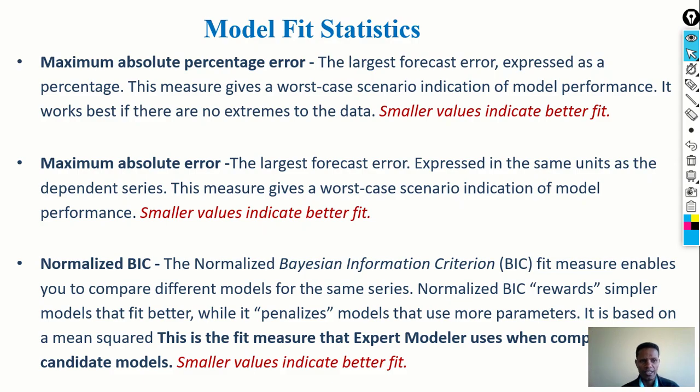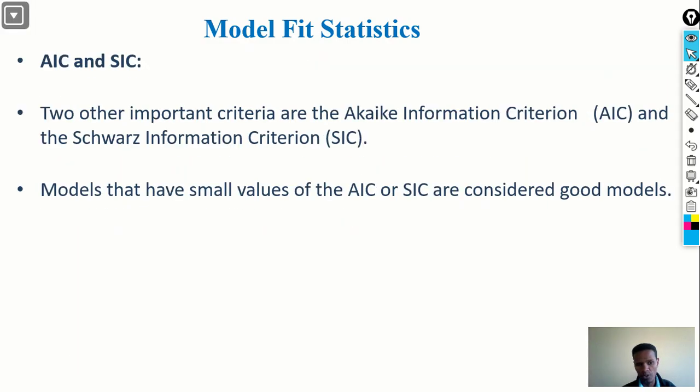Another additional criterion is the maximum absolute percentage error. Again, the smaller the value is, the better the model. And the next one, the maximum absolute error. Again, the smaller the value is, the better the model fitness. And again, the normalized BIC, normalized Bayesian information criteria. The smaller the normalized BIC value is, the better the model fitness.